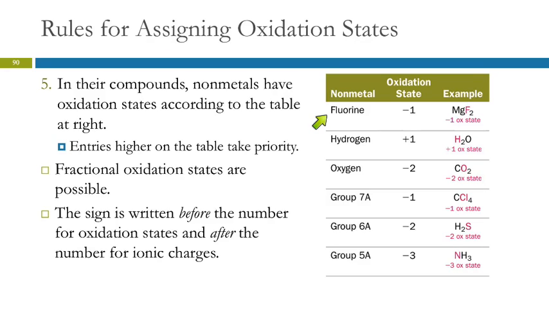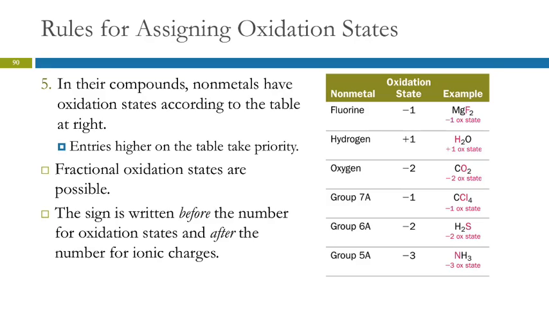So fluorine, when it's an ion, is a fluoride ion, a -1 charge. Hydrogen is a +1 charge. Oxygen has a -2 charge. The group 7 elements, -1. The group 6, -2. The group 5, -3. So all of these nonmetals are saying, hey, I want my ion charge. They don't get a charge, but they get an oxidation state like that.